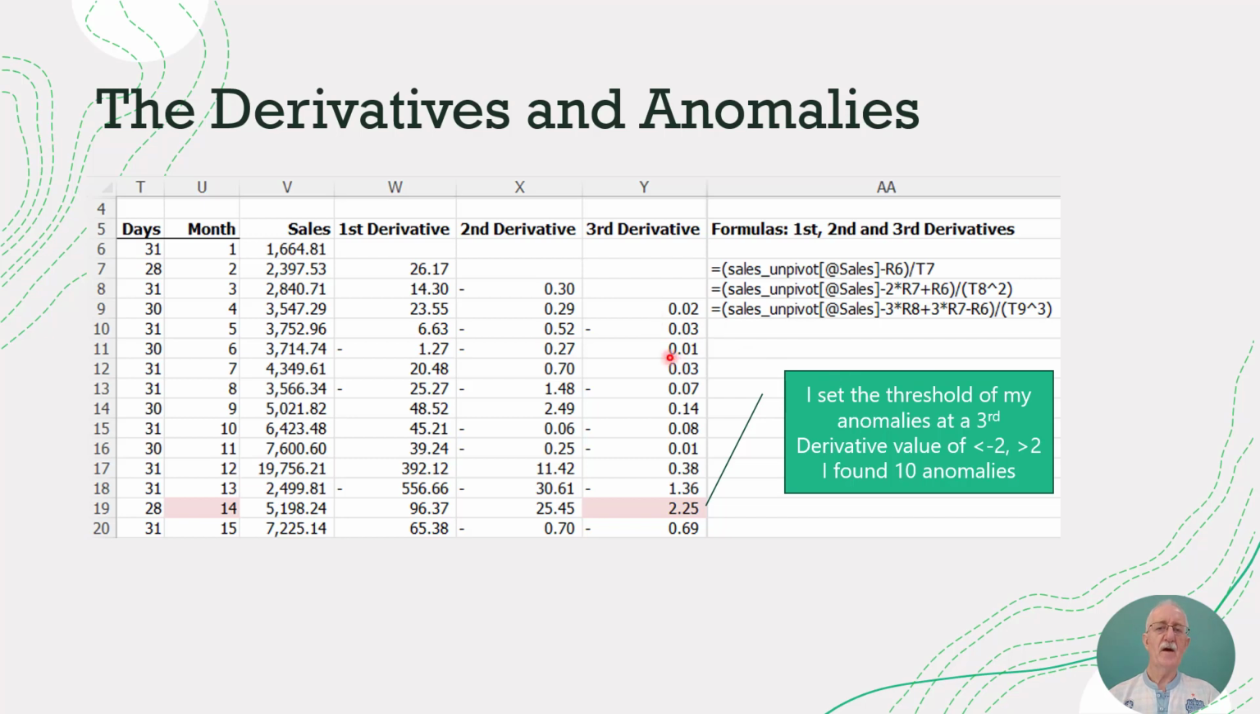Don't think so. But what I did was I set the threshold for these derivatives to be my anomalies. And here's the first one where I've got a derivative value that's less than -2 or greater than +2. And you'll see overall, I found 10 anomalies in these data.